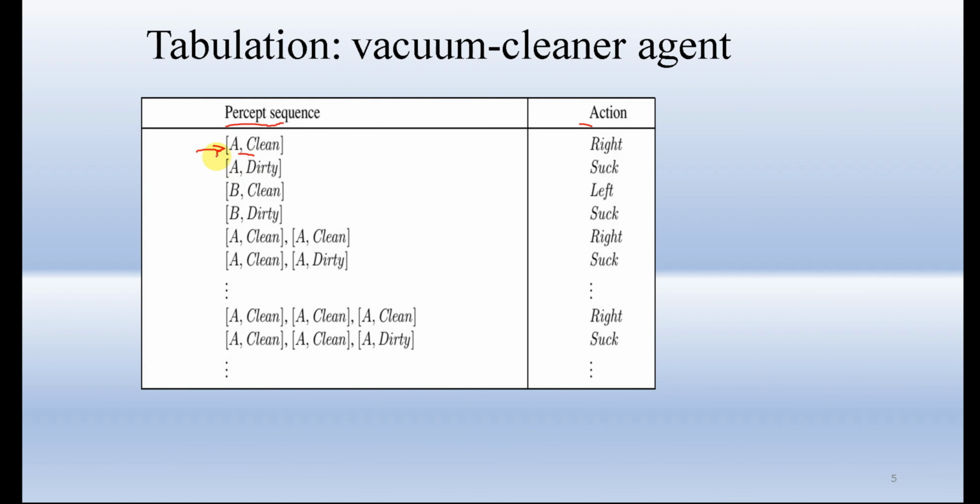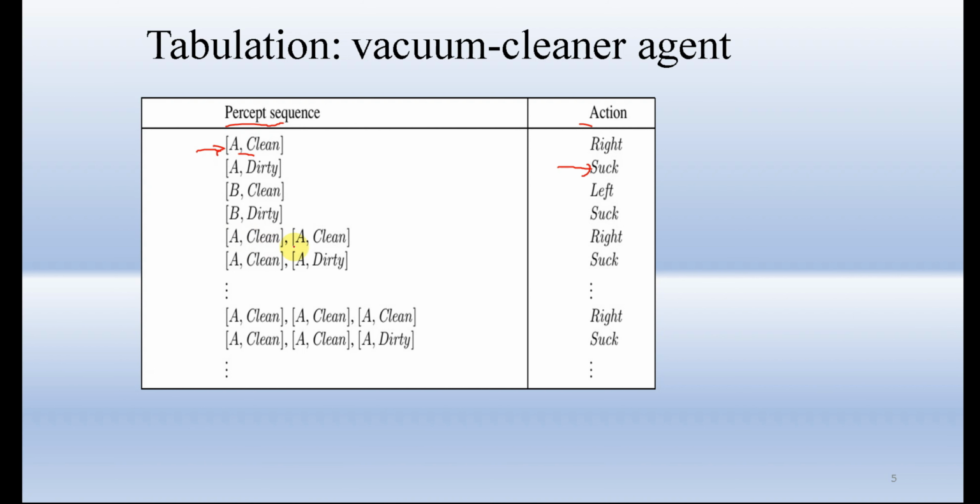When this vacuum cleaner checks room A, and it is dirty, the vacuum cleaner sucks the dust, right? Or it cleans room A. If room B is clean, it moves from right to left, or from room B to room A. If room B is dirty, the vacuum cleaner sucks the dust. If the vacuum cleaner checks room A and it's clean, it simply stays in room A.